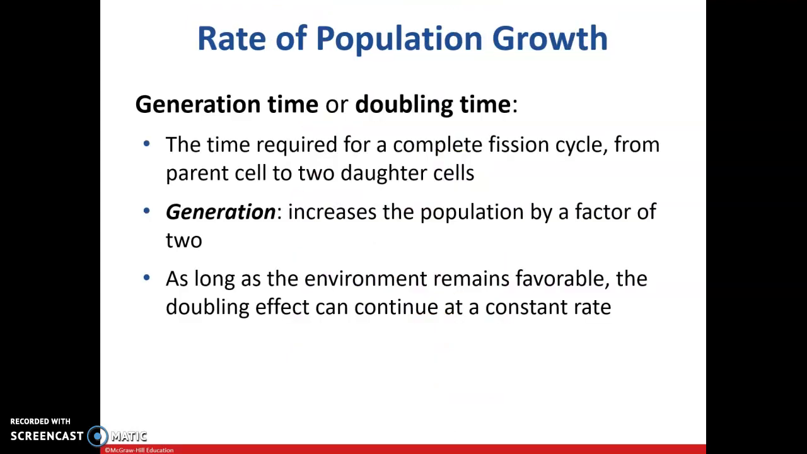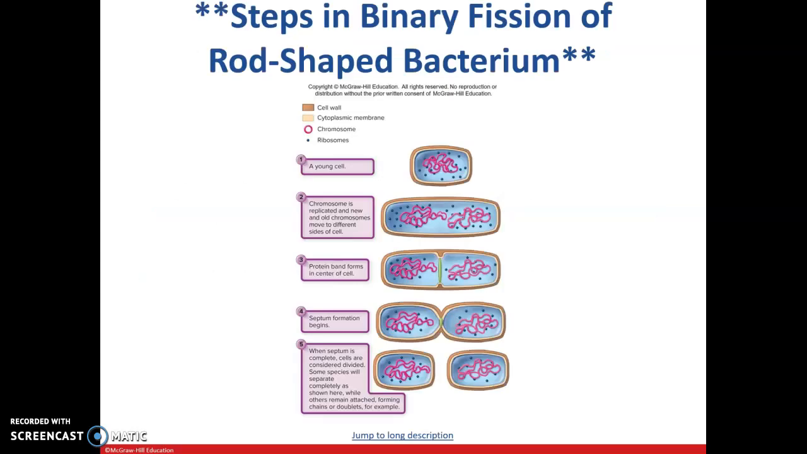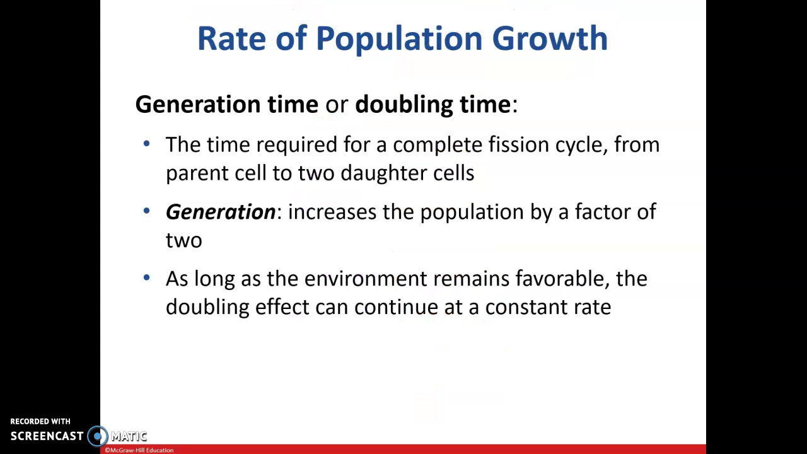Rate of population growth, so generation time or doubling time. This is the time required for a complete fission cycle. So we go back a slide here, a complete fission cycle from 1 to 2 cells. A generation is basically when we increase the population by a factor of 2. So when one parent cell becomes 2 cells, that's 1 generation. And when those 2 cells become 4 cells, that's another generation. So as long as the environment remains favorable, the doubling effect can continue at a constant rate.